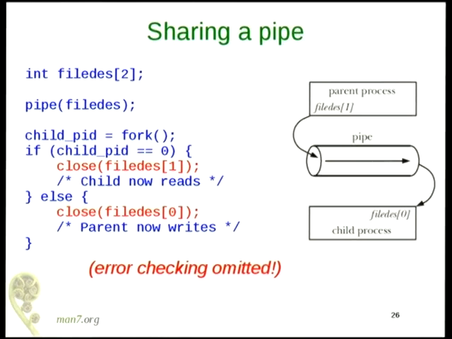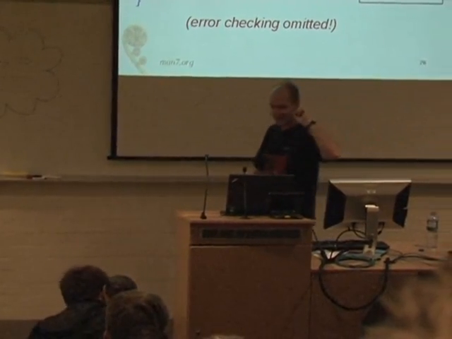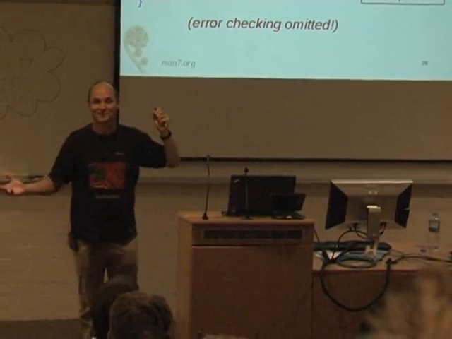Now, one of the things you then have to do is close the ends of the pipe that you don't use. Remember I said a pipe is unidirectional. Well, if you want to communicate from the parent to the child, the parent would close its read descriptor for the pipe, and the child would close its write descriptor. One thing I should say, I've omitted error checking from all of these system calls in my examples. You should never do that in a real program, but my slides have limited space.